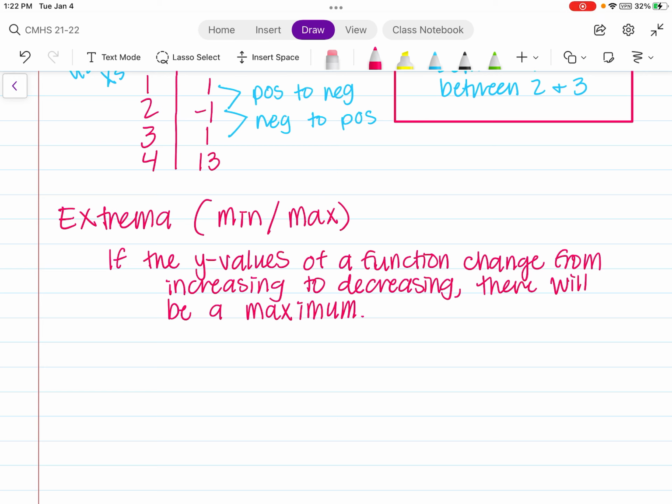Okay, if the y values go from up, up, up, up, and then all of a sudden they start going down, down, down, down, that is a maximum. It's like the top of a roller coaster.